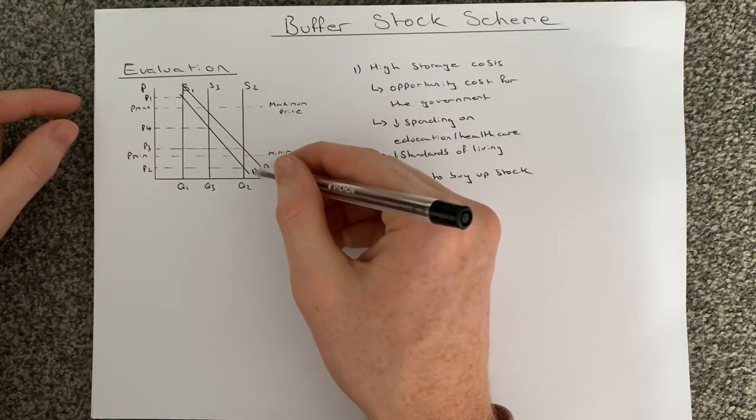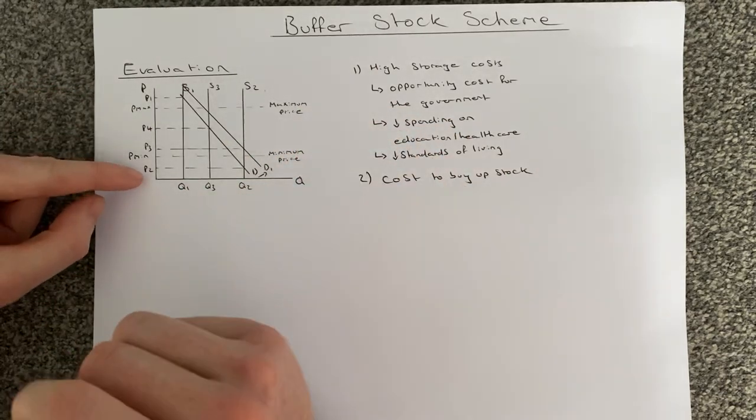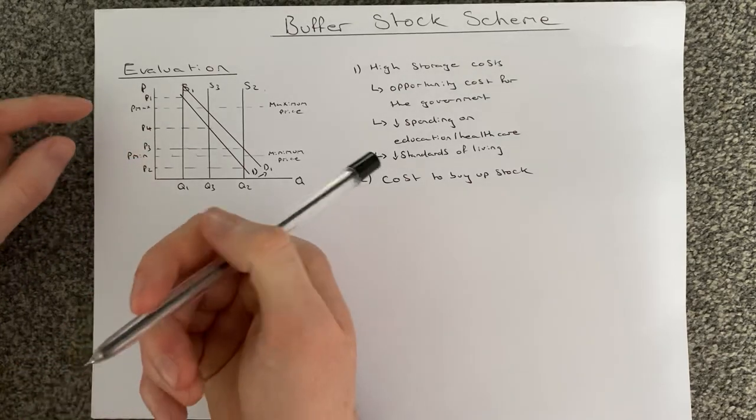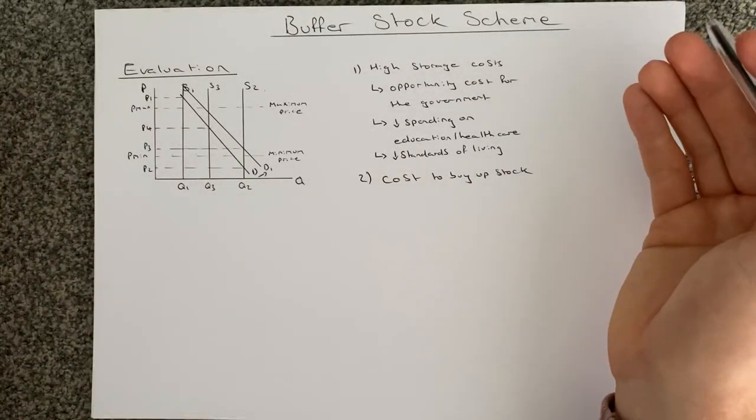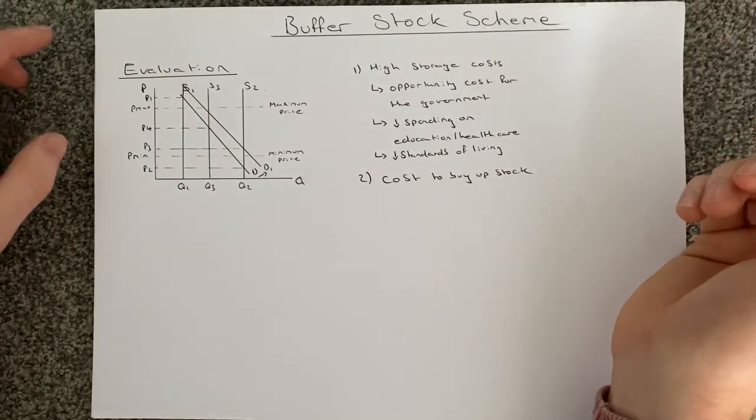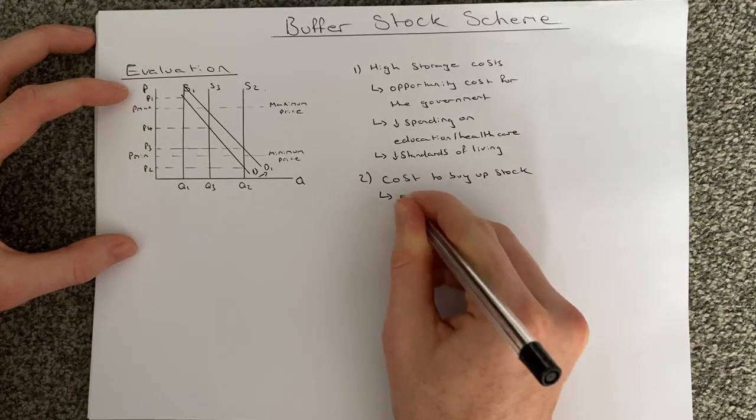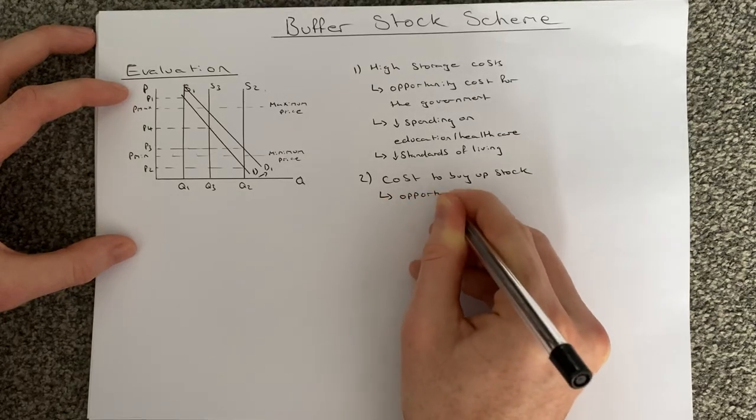That increase in demand from D to D1 to push the price up from P2 to P3 only happens because the government buy up the stock. What's the government going to need to do to buy up the stock? Well, they need money to buy up the stock, don't they? So again, we can mention the point about opportunity cost occurring there.